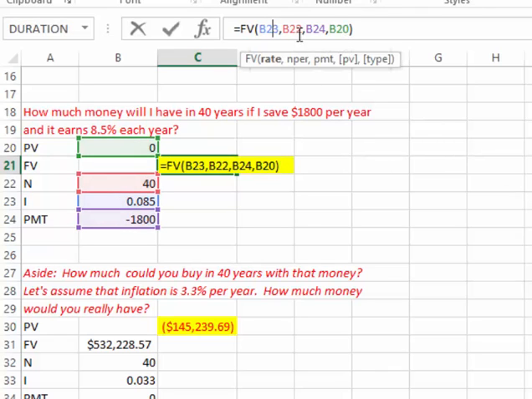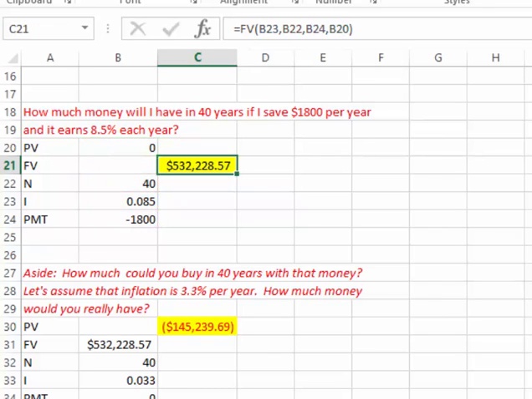B23 is my rate, that's cell B23. The number of periods is in B22, etc., etc. I didn't stick anything in the type because this is an ordinary annuity. That will be our default to have an ordinary annuity. And the result is, shown here in this yellow cell, $532,228. So that's what the future value of that annuity would be if I'm investing it. If I'm investing $1,800 every year and it's earning 8.5% all along the way.